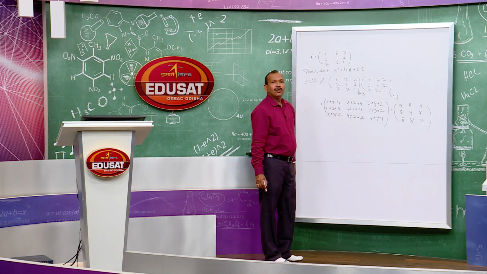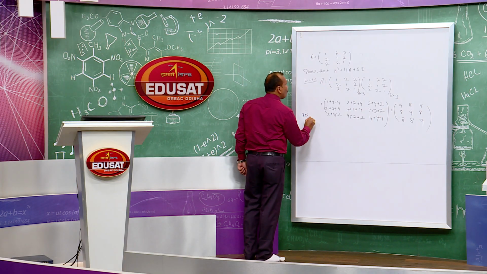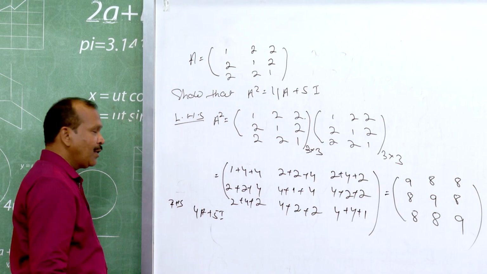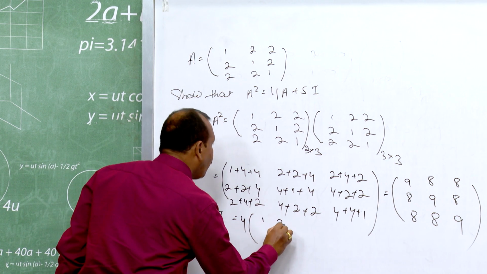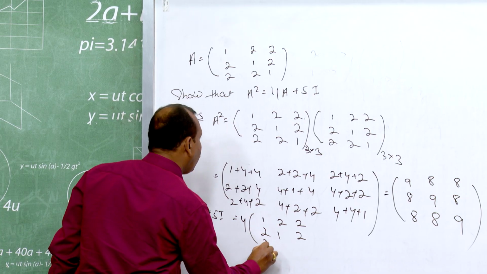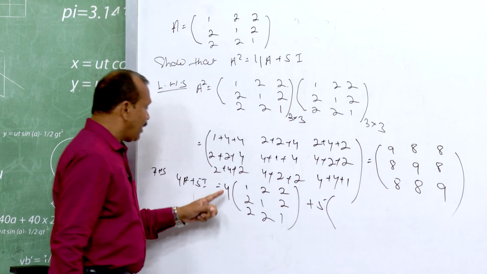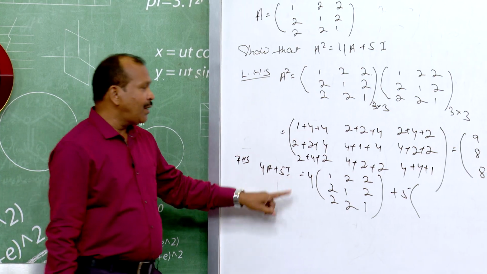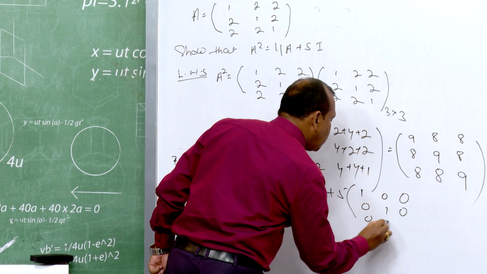Now, we have to find out the right hand side, RHS: 4A plus 5I. The A matrix becomes 1 2 2, 2 1 2, 2 2 1, plus 5I. Here we choose I as the unit matrix having order 3, that becomes 1 0 0, 0 1 0, 0 0 1.